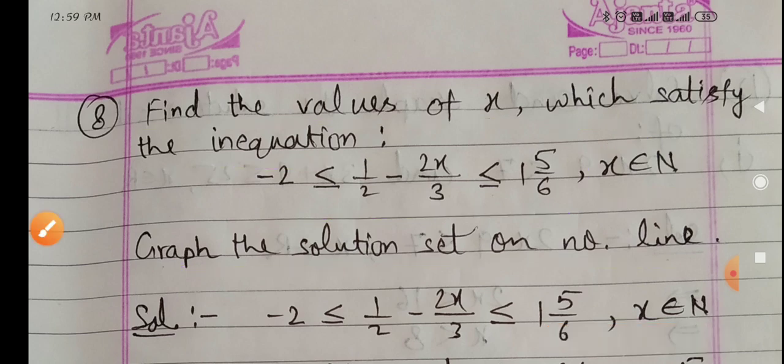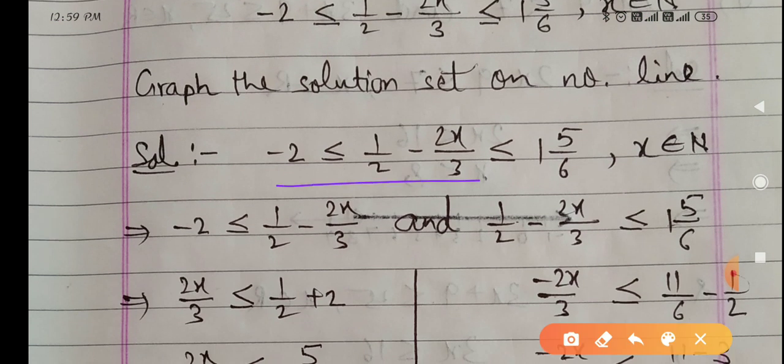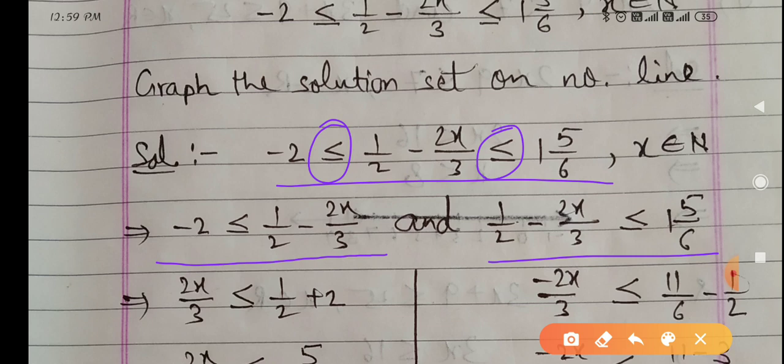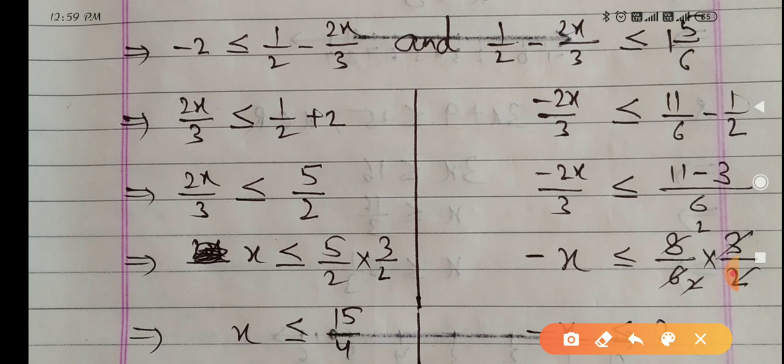So how to solve? You can see this is the inequation and here two inequality signs are there. So this is the combination of two inequations. By taking the middle term two times you can make two inequations. Minus 2 is less than equal to 1 upon 2 minus 2x upon 3, and 1 upon 2 minus 2x upon 3 is less than equal to 1 whole 5 upon 6. Now separately you solve both the inequations.